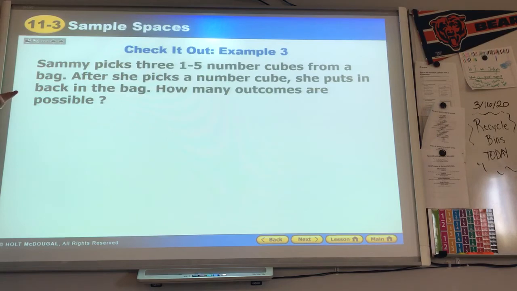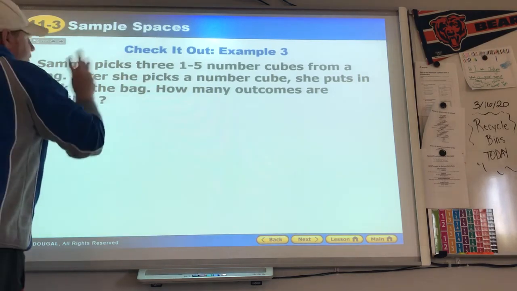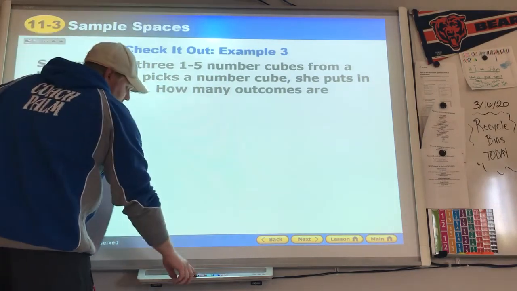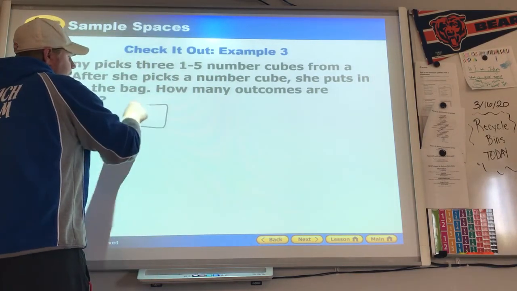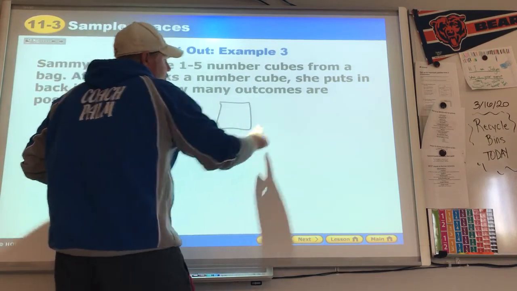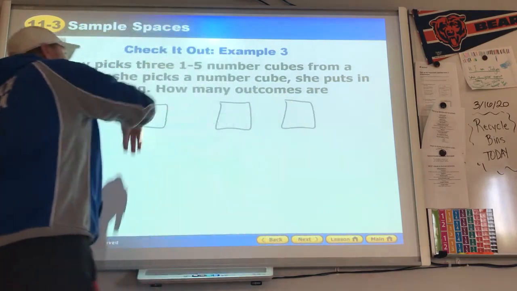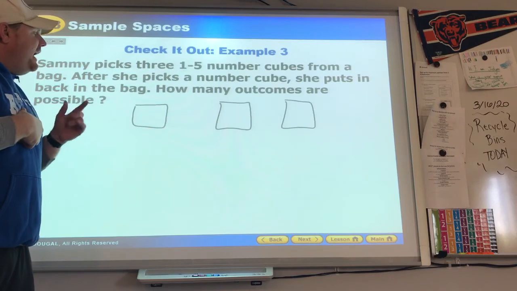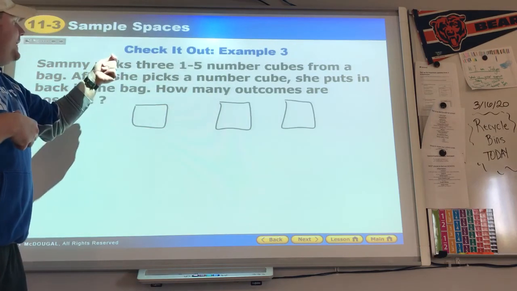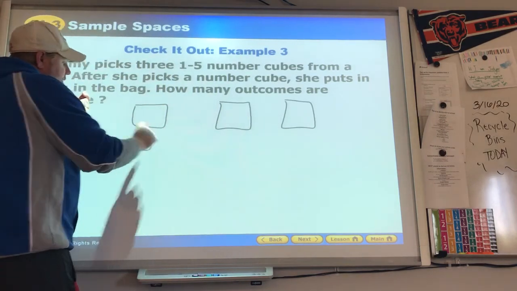Now, Sammy picks 3, 1 through 5 numbered cubes from a bag. After she picks a numbered cube, she puts it back in the bag. How many possible outcomes are there? Picks 3. So you have to think. Choice 1, choice 2, choice 3. I draw on that bag. There's 5 different numbers in there. I have 5 different chances here.